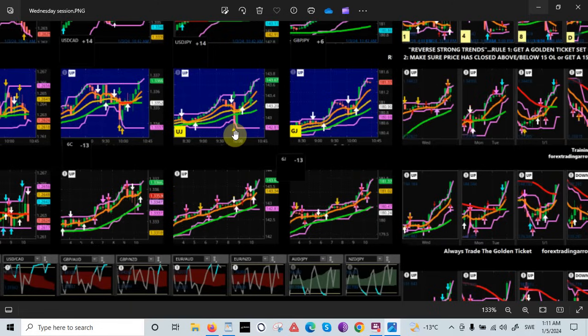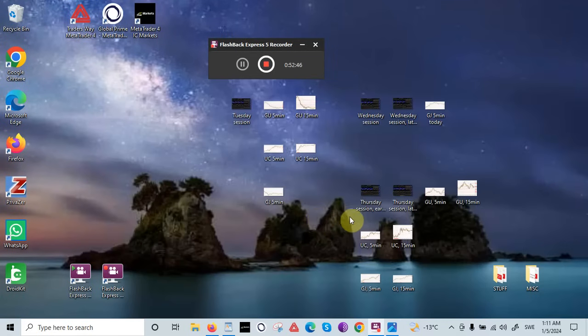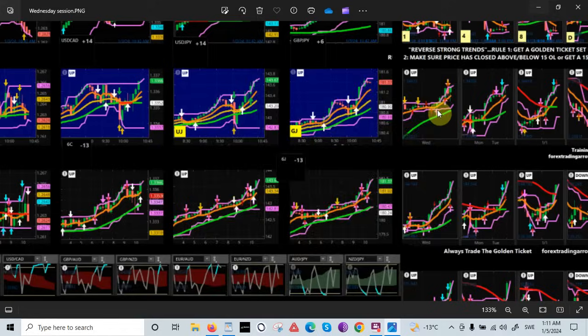Jazz I unfortunately missed. There was an amazing trade here. I talked to Jazz. He took this trade. I missed it. I took UC instead. But GJ was not canceled out. It came. So let me show you GJ.